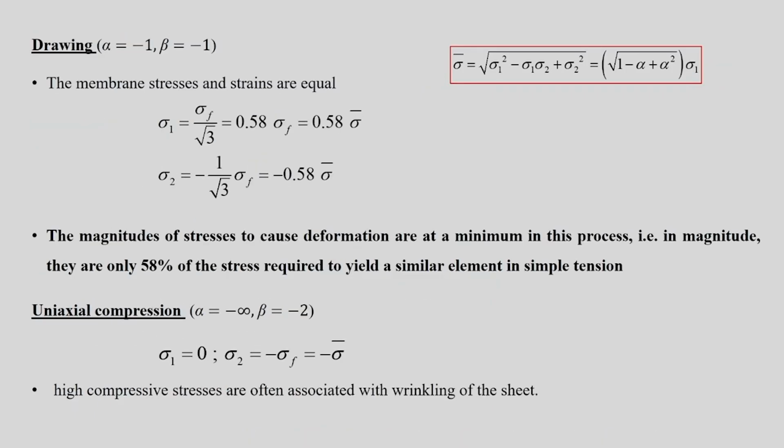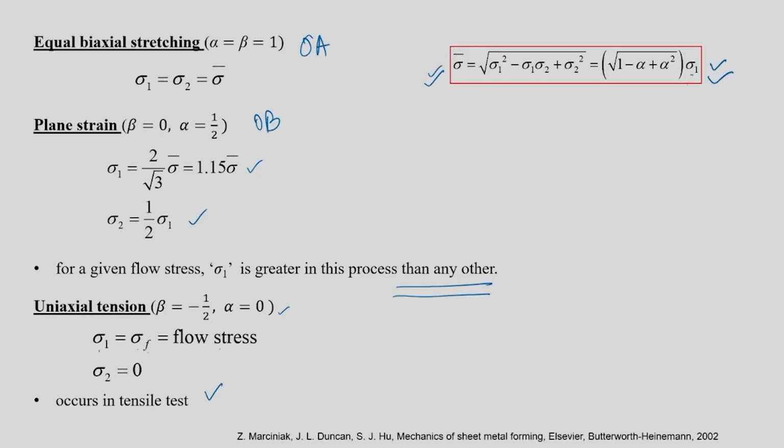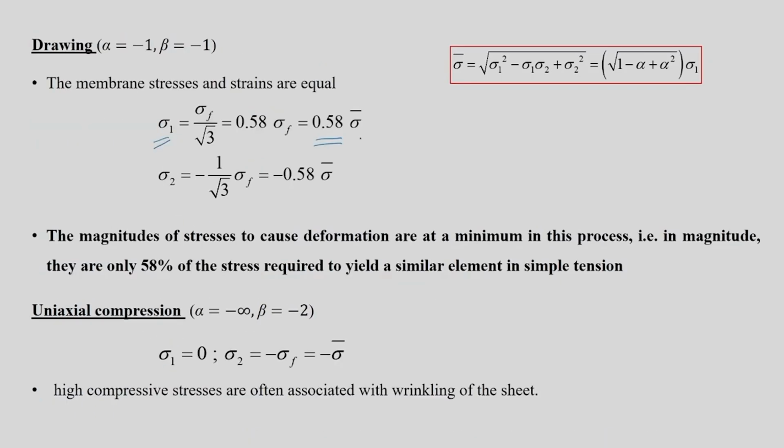If you go to the next one, that is drawing, where alpha is equal to minus half and beta is equal to minus 1, if you put alpha is equal to minus half here, you will get the membrane stresses as sigma 1 equal to 0.58 times sigma bar, which is just half of sigma bar. If you go to the previous ones, you will see that sigma 1 is equal to 1.15 times sigma bar, then sigma 1 is equal to sigma bar, and here sigma 1 is equal to 0.5 times sigma bar and sigma 2 is equal to minus 0.58 times sigma bar.